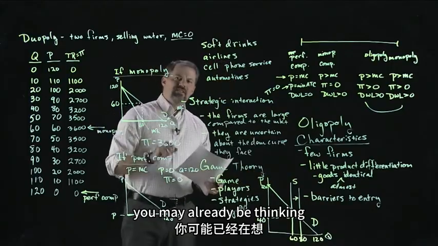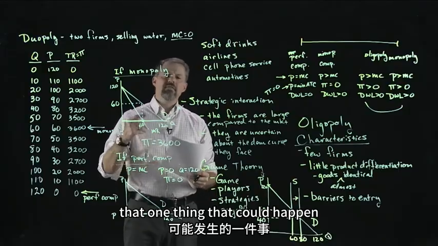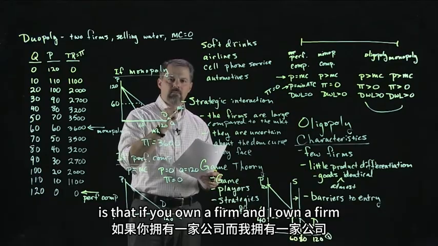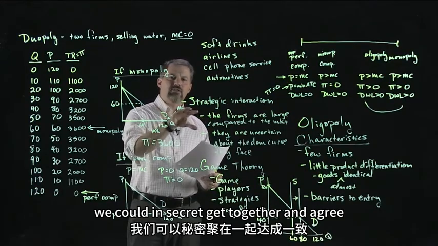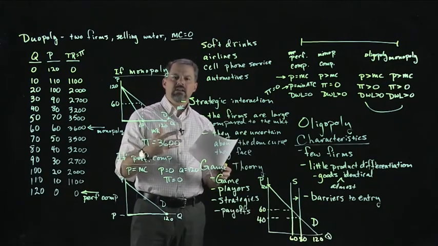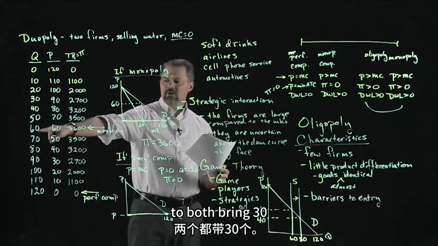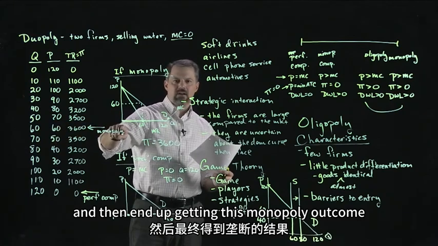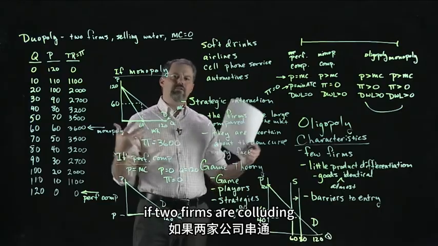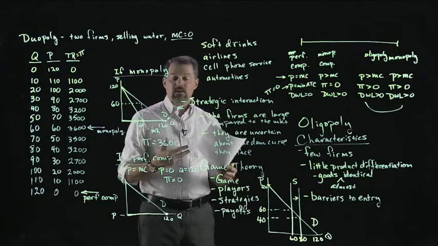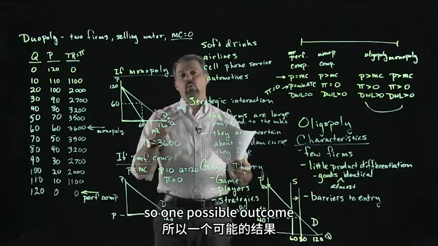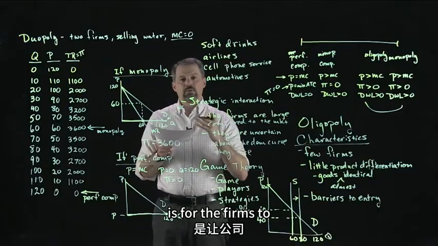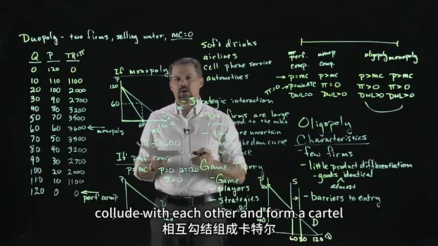Okay, now, you may already be thinking that one thing that could happen is that if you own a firm and I own a firm, we could, in secret, get together and agree to both bring 30 and then end up getting this monopoly outcome. We could collude with each other. If two firms are colluding, we call that a cartel. So one possible outcome is for the firms to collude with each other and form a cartel.